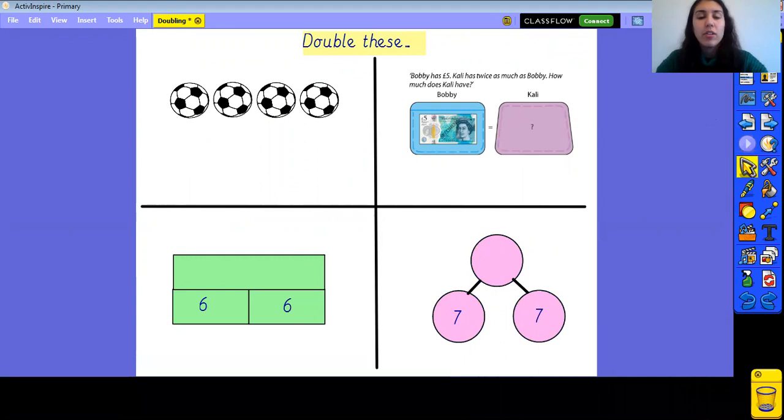Fantastic. So now I've got some representations. I'd like you to pause the video and have a go at doubling the numbers on the screen. Remember, you can do doubling either by using your repeated addition and saying a number, add the same number, or we can just use our 2 times table facts, because doubling is the same as having 2 equal groups of a number.